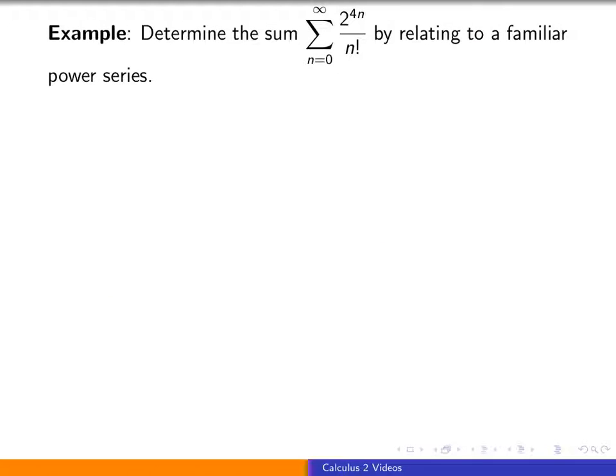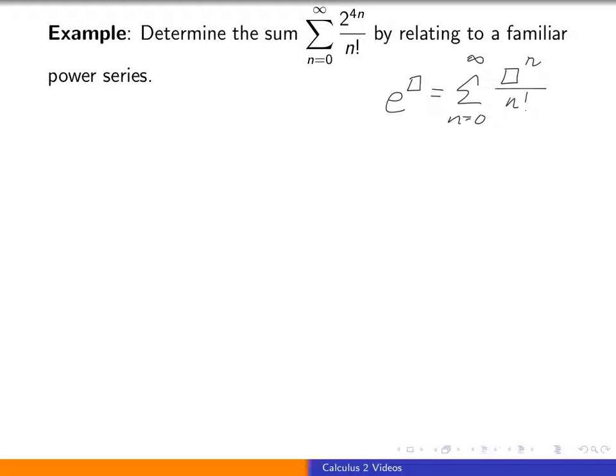Another common example involves looking at some given series and somehow determine what the sum is by relating back to one of our familiar or common Maclaurin series. And the observation that I would like to make here is we have something to the nth power over something factorial. And immediately what jumps to mind would be the power series representation for e to the something. So recall e to the something is the sum from n equals 0 to infinity, something to the n, all divided by n factorial.